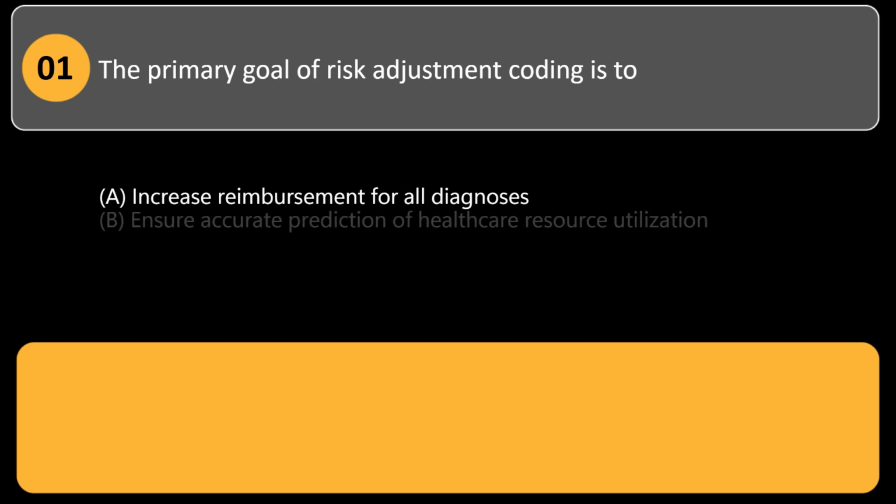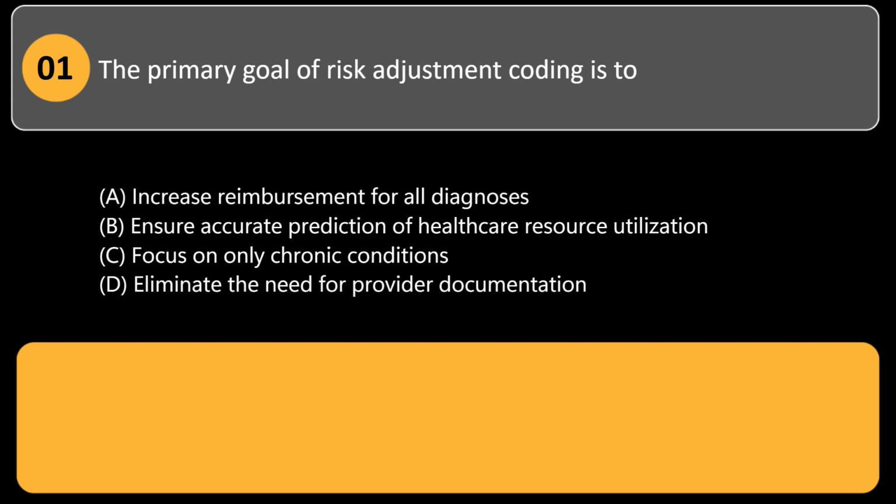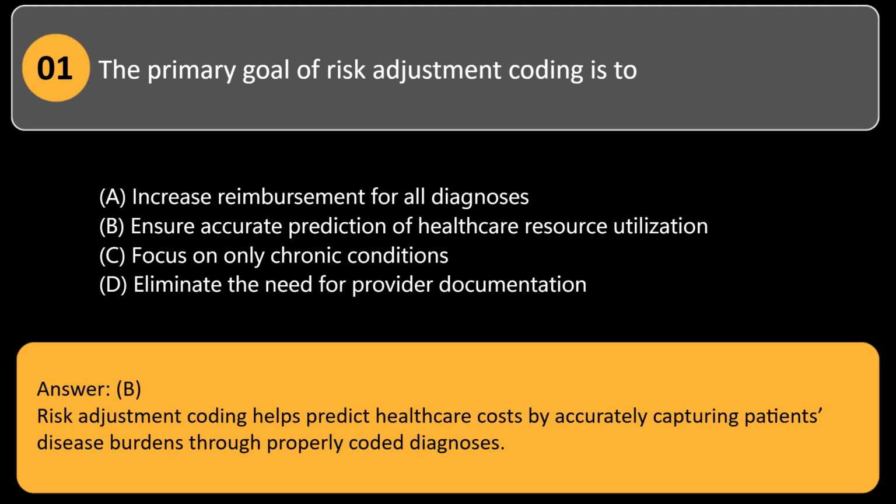The primary goal of risk adjustment coding is to: A. Increase reimbursement for all diagnoses. B. Ensure accurate prediction of healthcare resource utilization. C. Focus on only chronic conditions. D. Eliminate the need for provider documentation. Answer B. Risk adjustment coding helps predict healthcare costs by accurately capturing patients' disease burdens through properly coded diagnoses.